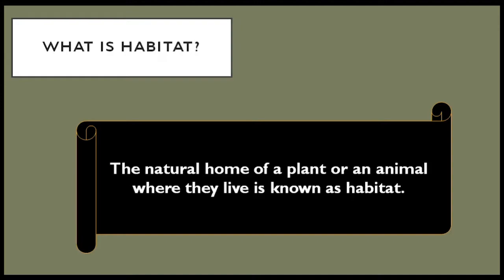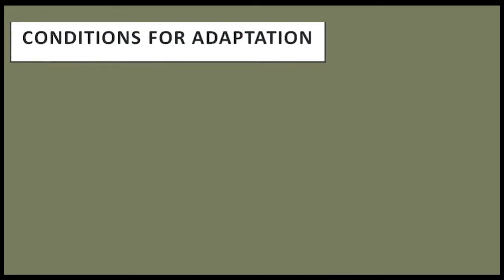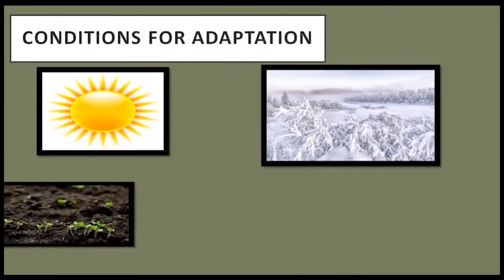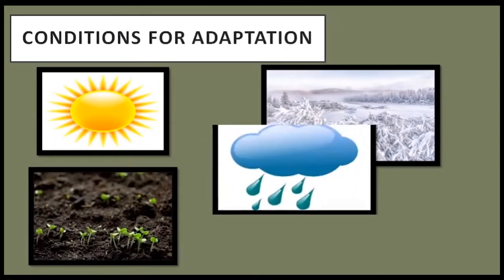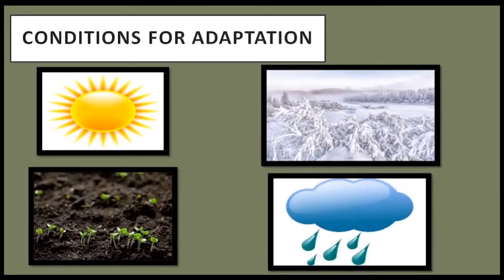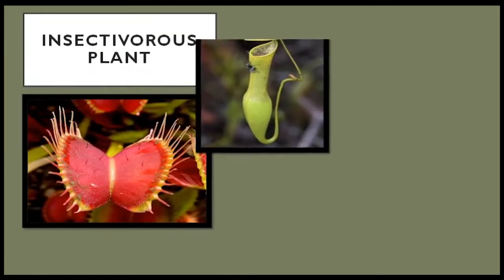Similarly, what is the meaning of a habitat? The natural home of a plant or an animal where they live is known as habitat. The hotness, the coldness, the soil and rainfall vary from place to place, and to overcome the extreme conditions, the plants have to adapt themselves to the natural surroundings.